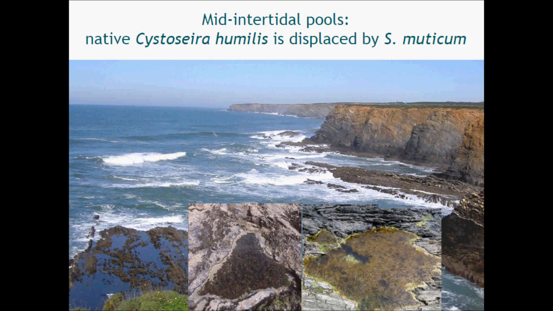Okay? So this is the local species, and this is the same kind of pool when Sargassum muticum develops and occupies 100% of the pool. So this is the way that Sargassum muticum expands through this particular zone in Europe. Very rough, very exposed. In other zones, it goes from sheltered bay to sheltered bay. Here, there are no sheltered bays. It's all exposed, but even so it can go down this coast because it occupies high intertidal pools. So it's really a fantastic species if you think about it.